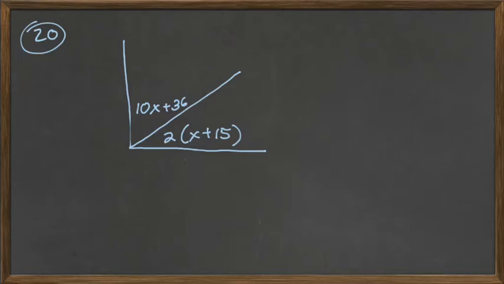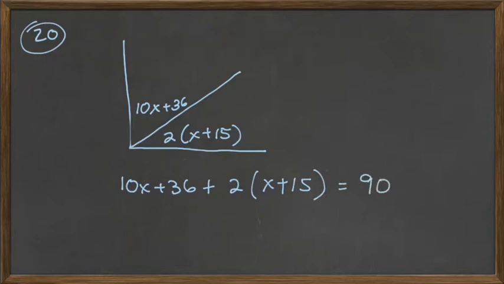So what do we have to do here? What do we do with the two angles that are given to us? We add them. And what do they add to? 90 degrees. 10x plus 36 plus 2 times x plus 15 equals 90. Because that is a right angle here, both of these have to add up to 90 degrees. So you go ahead and solve this equation.